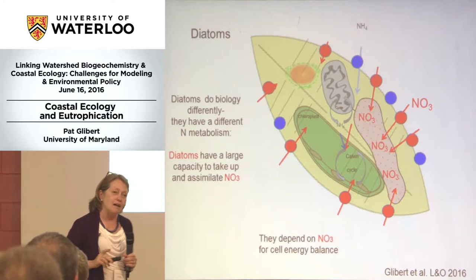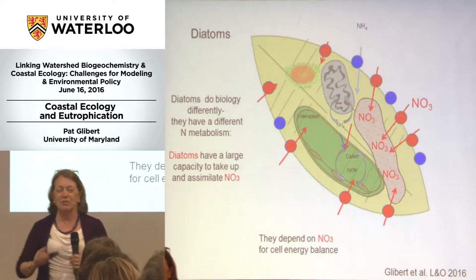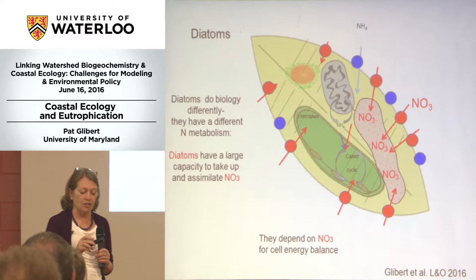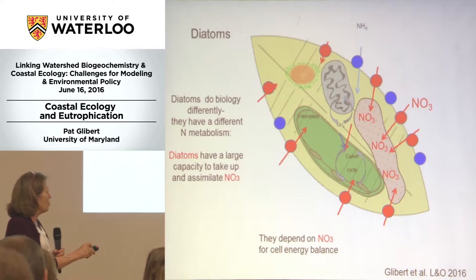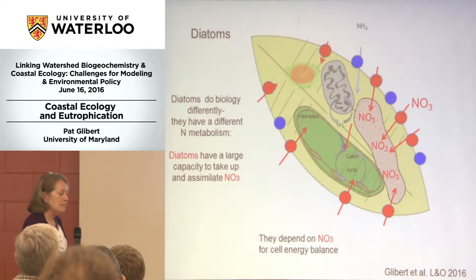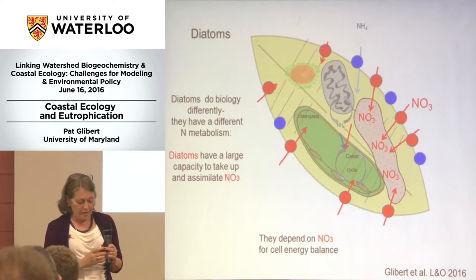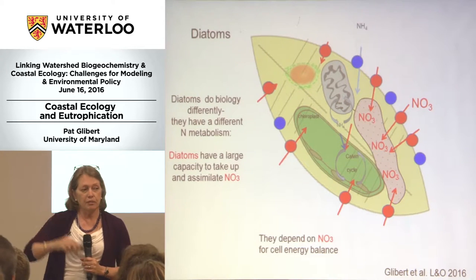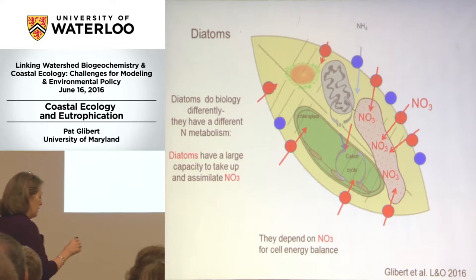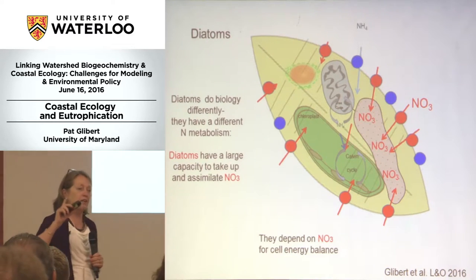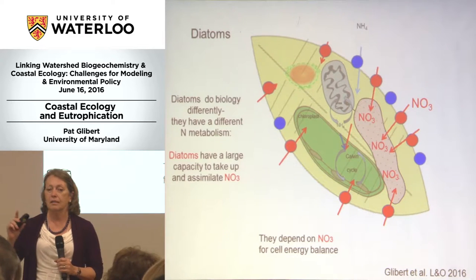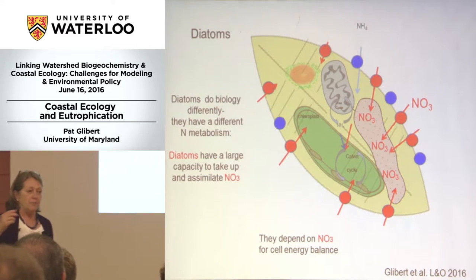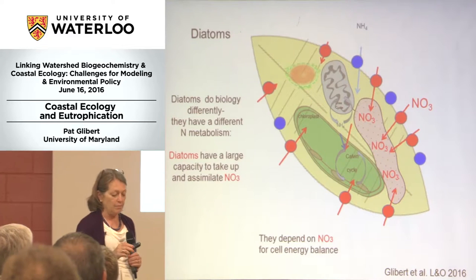Now, diatoms are somewhat unique, and diatoms often form our spring blooms. They like nitrate, and they like nitrate under cold temperatures. They can store lots of nitrate in the cell. They actually need nitrate for their chemical energy balance. And ammonium in the water column interferes with their ability to take up nitrate and to metabolize nitrate. So diatoms often are compromised when we have more ammonium in the water in spring blooms. And it's one of the reasons why we may not be able to maintain diatom blooms under high ammonium loading in the spring.